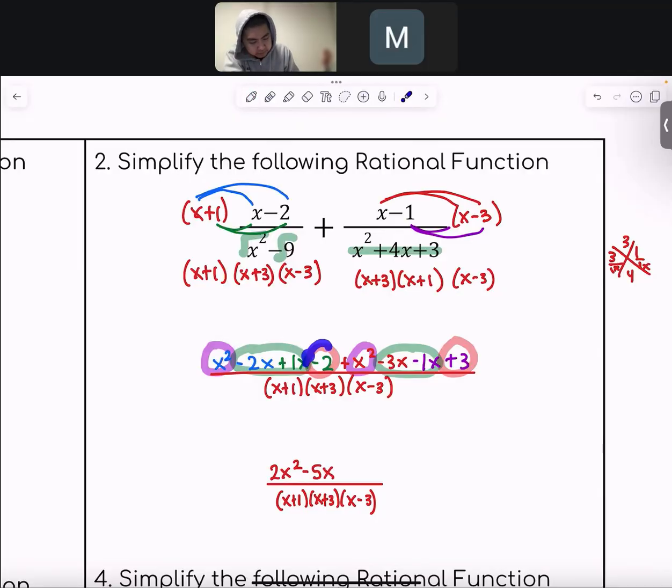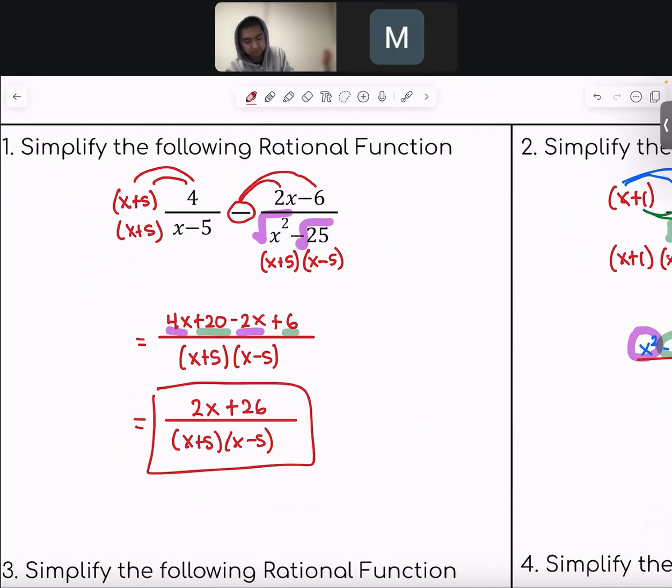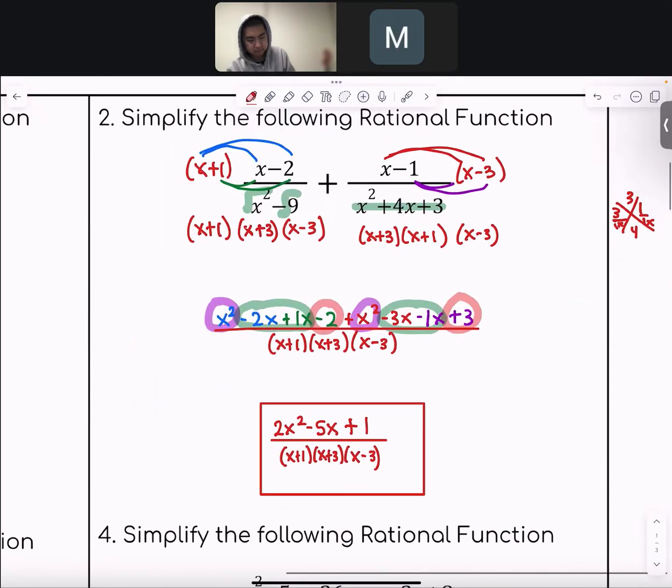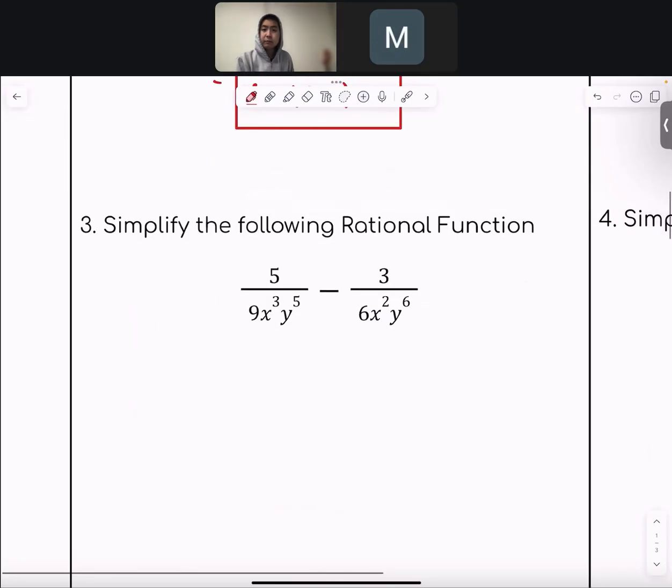And lastly, negative 2 plus 3 is positive 1. And there is your answer. I will box these so that you can see the answer. Alright, good stuff. Okay. Number 3.